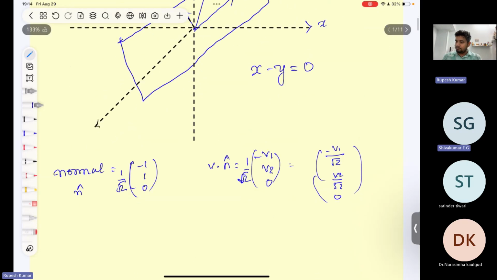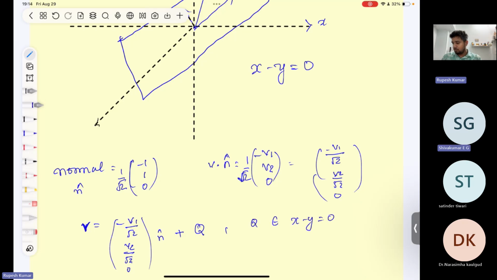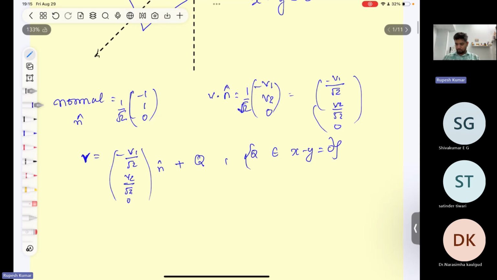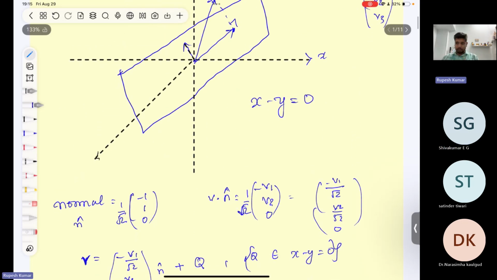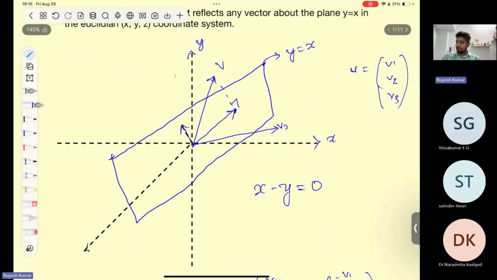So we can always say v can be written as (minus v1 by root 2, v2 by root 2, 0) multiplied by the normal, plus some vector q such that q belongs to the space x minus y equals to 0, right? Now what is the reflection of vector v? Now this is the reflected vector, v reflected.